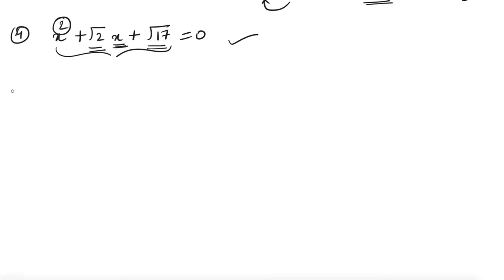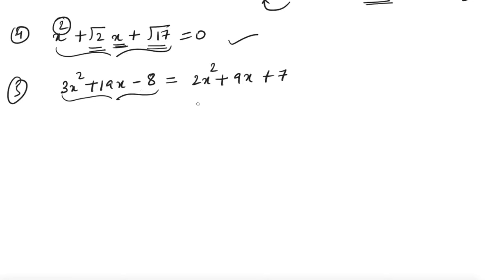If I have another equation, say 3x square plus 19x minus 8 is equal to 2x square plus 9x plus 7. Is this a quadratic equation? Now, as you can see that I have equated one quadratic polynomial to another quadratic polynomial. Let us rearrange the terms.